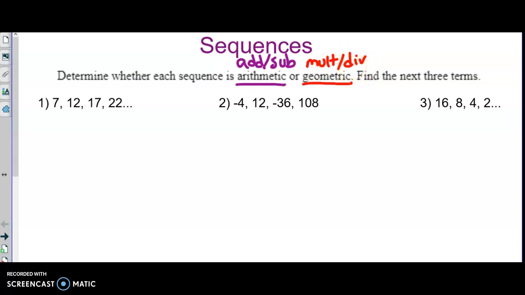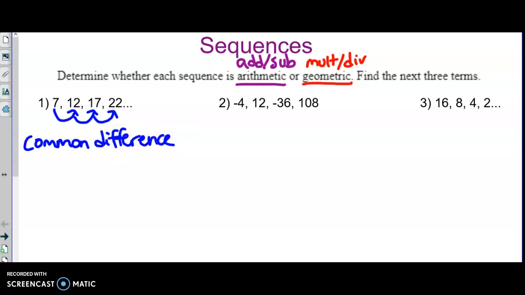So if we look over here, we're trying to figure out how did we go from 7 to 12, and then how did we go from 12 to 17, and then how did we go from 17 to 22. Now, if it's arithmetic, you're going to find the common difference. So let's try that.